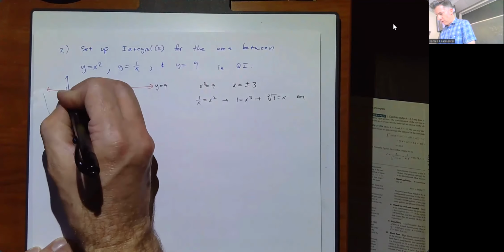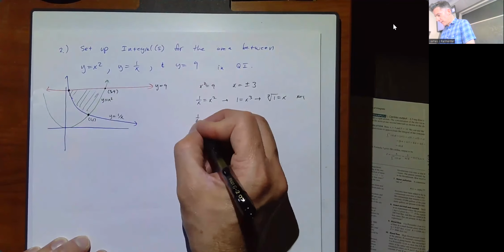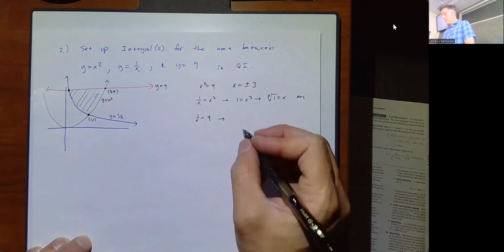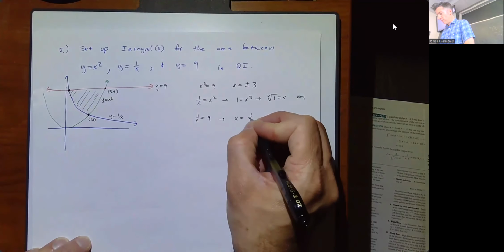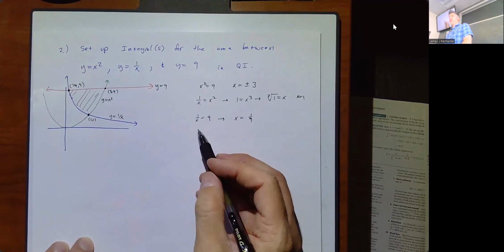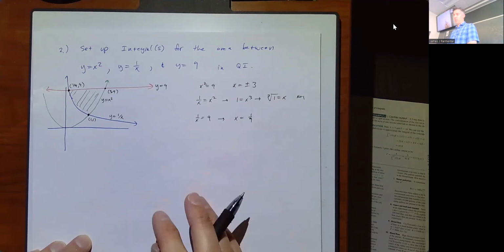And finally up here, set 1 over x equal to 9. And I would just flip both sides. You get x equal to 1 over 9. Or if you want, you can multiply and divide both sides by 9. That would also work just fine.